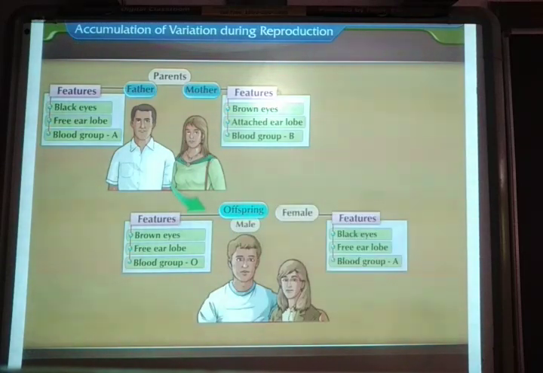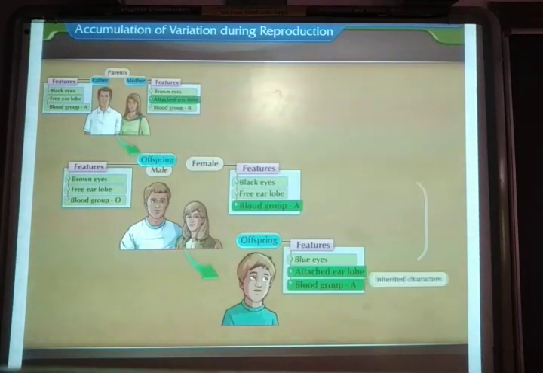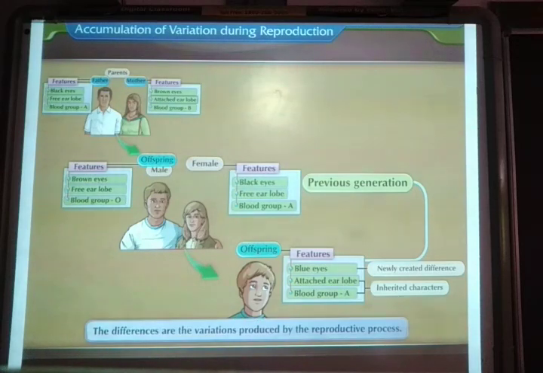When the individuals of the new generation reproduce, their offspring will have the differences that are inherited from the previous generation as well as certain newly created differences. These differences are the variations produced by the reproductive process.